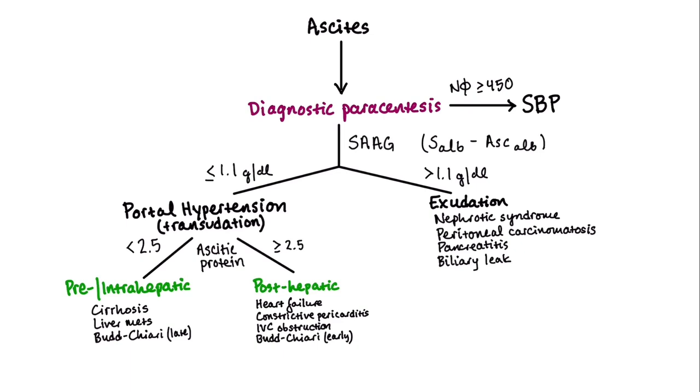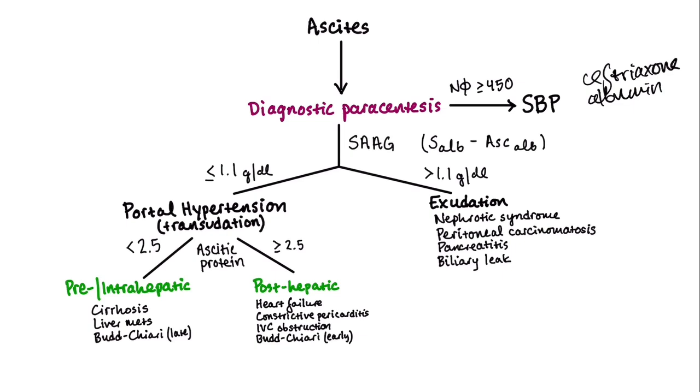Again, make sure that you are selecting diagnostic paracentesis and not large volume paracentesis. So the very first thing you can look at is what's the neutrophil count? Because if the neutrophil count is 450 or more, then you've got your diagnosis of SBP, and you'll go for ceftriaxone and albumin. Okay. Next, you want to look at the SAAG.